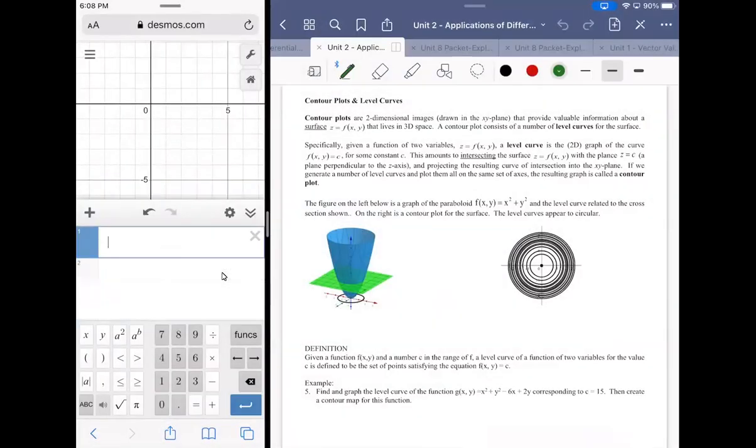Get rid of this stuff, little statistics there. So contour plots are basically two-dimensional renderings of a cross-section of a three-dimensional graph. You can read the blurb, but a contour plot is made of different curves created by horizontal cross-sections. And when I say horizontal, it's kind of tricky, but we're talking about planes that are parallel to the XY plane.